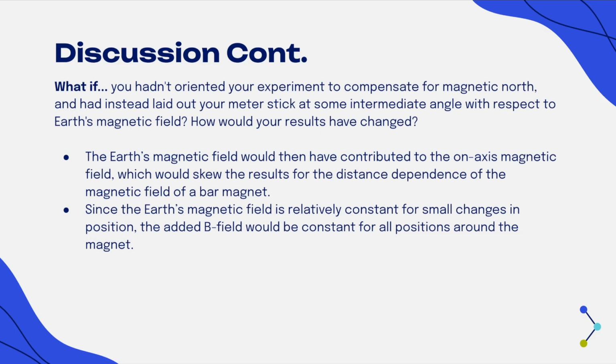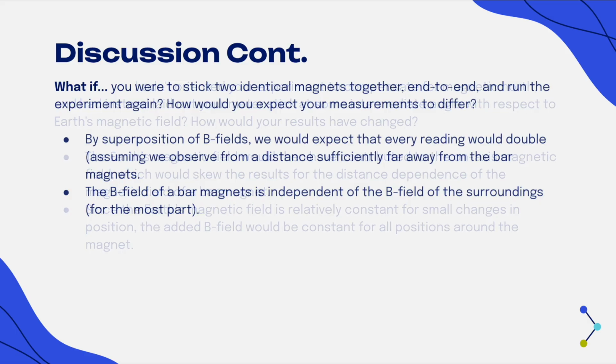If we hadn't oriented it, then the Earth's magnetic field would have contributed to the on-axis magnetic field, which is the one that we measured for x. In the measured results, because it's relatively constant for small changes in position, this added constant would be the same for all the positions around the magnet.